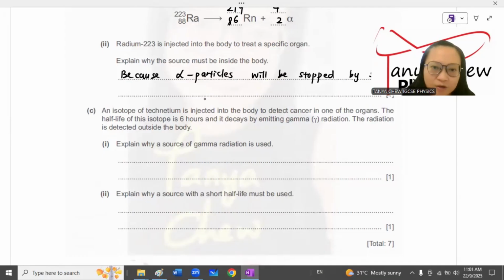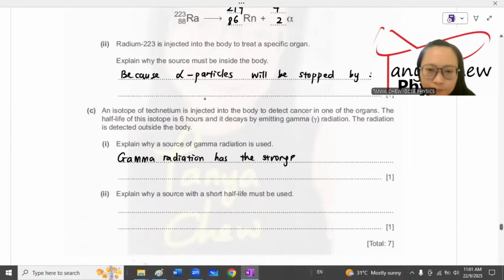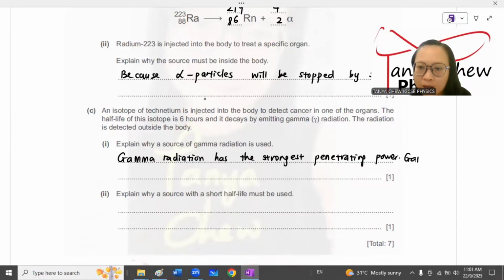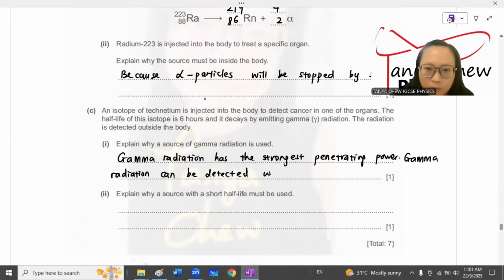So I would say that, because gamma radiation has the strongest penetrating power. Gamma radiation can be detected when it comes out from the body. That's it.